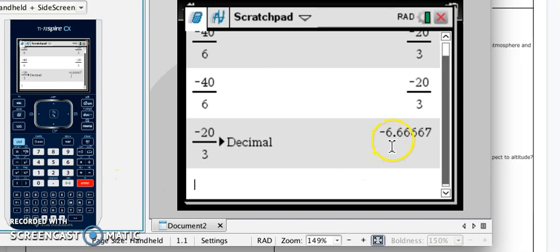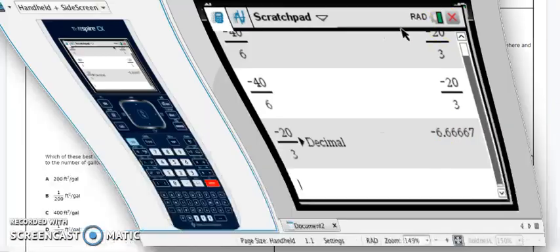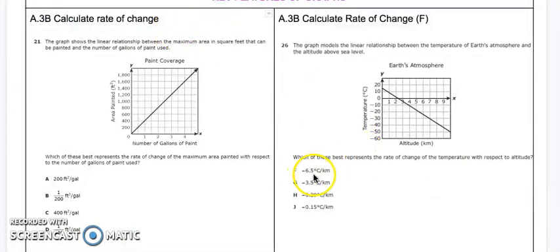And it gives us -6.6 repeating, so -6.7. Let's go back to our answer choices and see that it's about -6.5. So again, that's kind of estimating because we were trying to find those pretty points. So F should be our answer there.